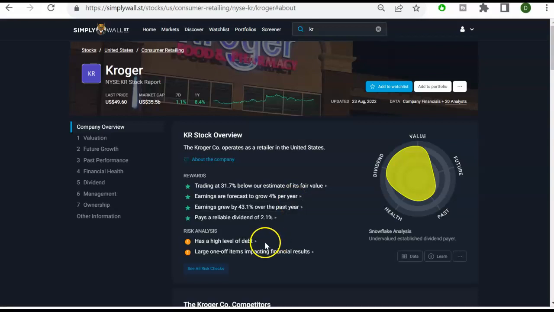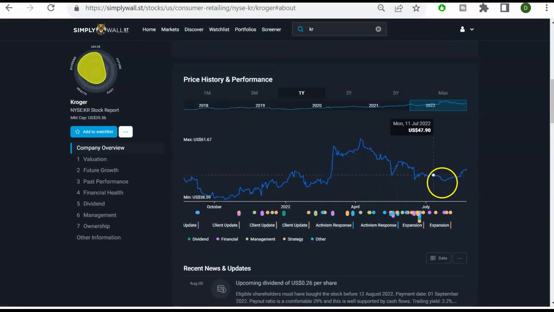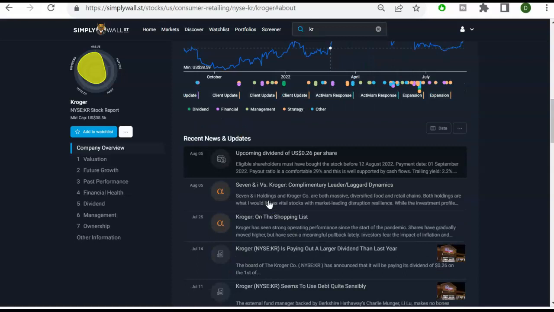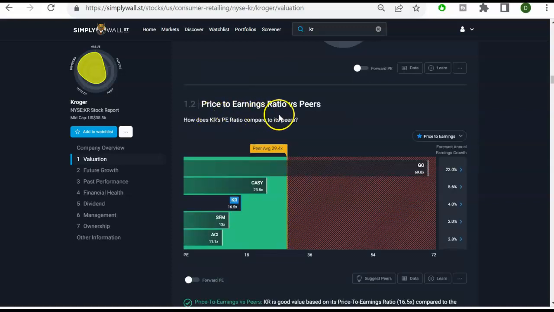All these retail outlets have a high level of debt. That's really not a concern. Some of their competitors are down and then slightly up. Dividends are coming up. That should help the stock a little bit to the upside. Plenty of news. According to Simply Wall Street, the fair value of this stock is $72. FinViz had it around 58, currently trading at 49. The analysts like this stock. The price to earnings ratio is right there compared to its peers.